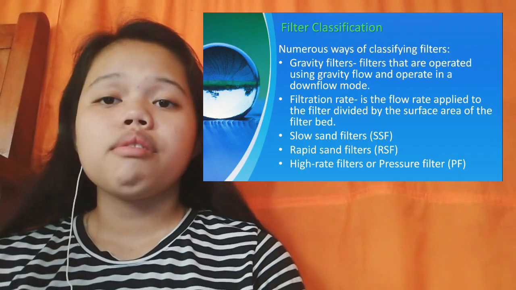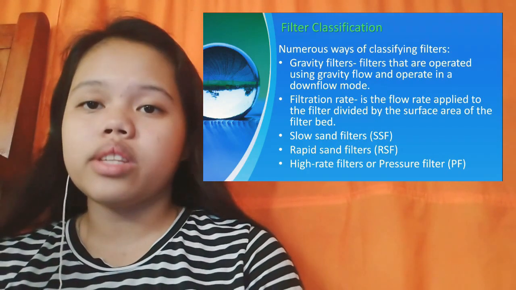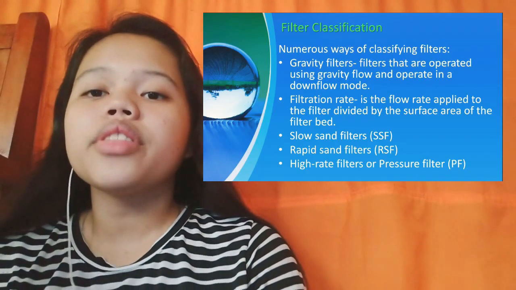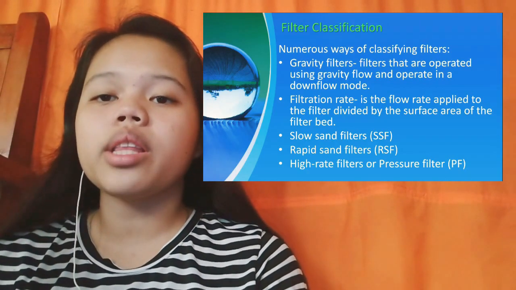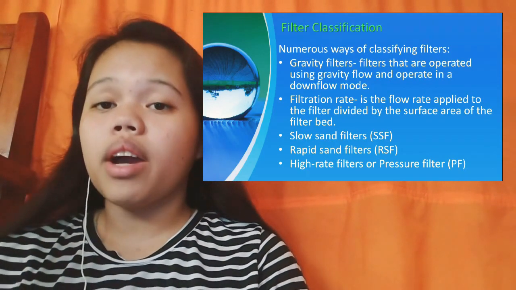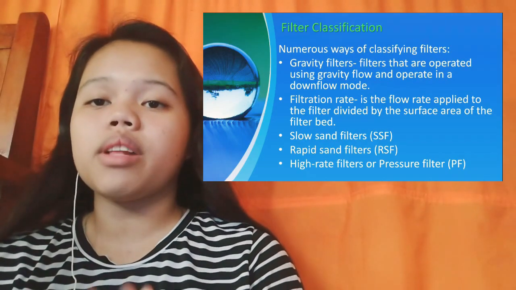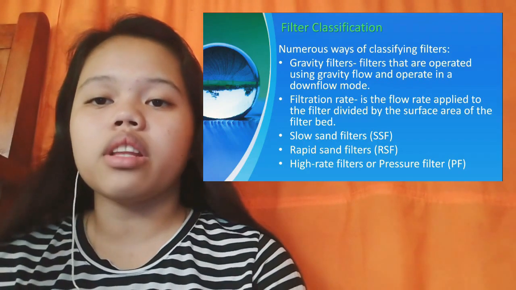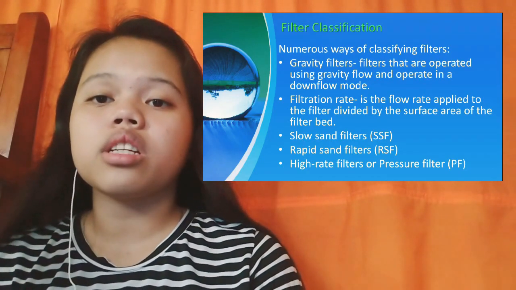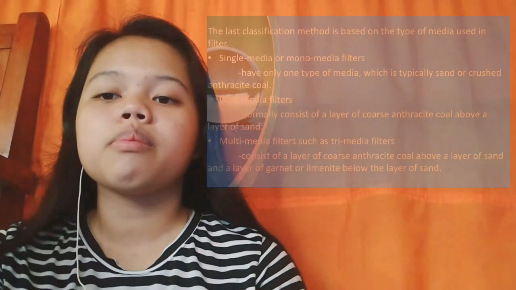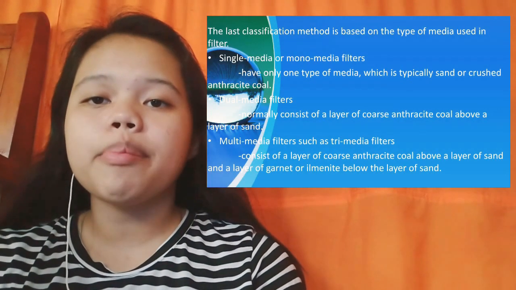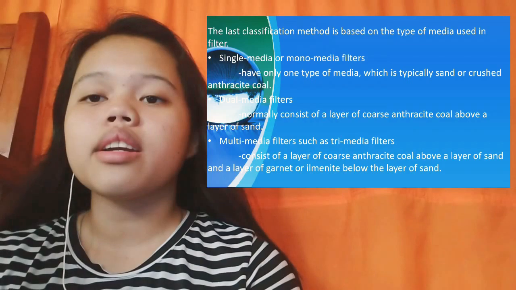Gravity filters are filters that are operated using gravity flow and operate in a downflow mode. Filtration rate is the flow rate applied to the filter divided by the surface area of the filter bed. Filters may be slow sand filters, rapid sand filters, high rate filters, or pressure filters. The last classification method is based on the type of media used in the filter.